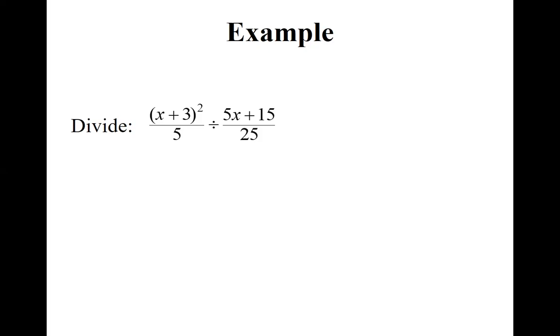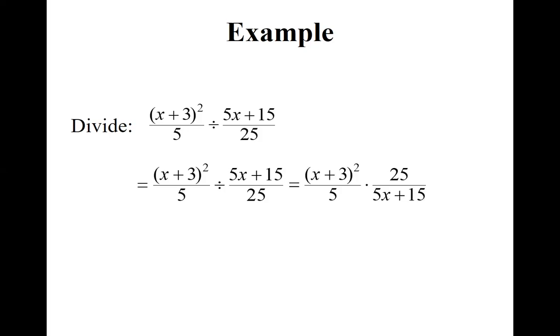So (x plus 3) squared over 5 divided by (5x plus 15) over 25. That is the problem we have. We can change division to multiplication and flip the second fraction. That's our division rule. And now we have a multiplication problem.